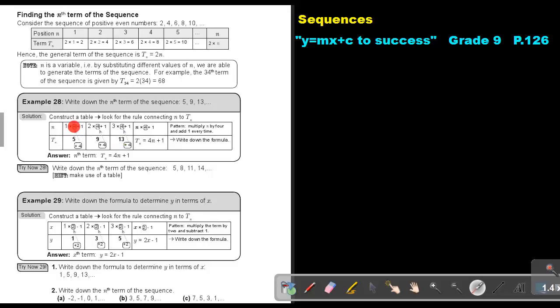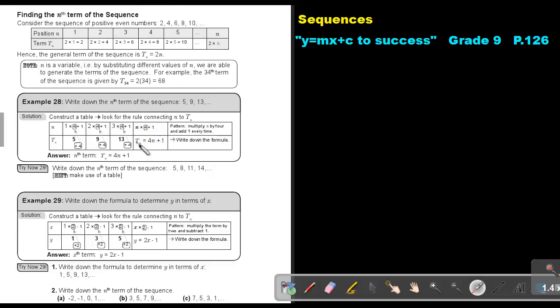So we're going to first put the 4 there. 1 times 4 is 4. But what must I do to get to 5? I add 1. Let's test it. 2 times 4 is 8, plus 1 is 9. 3 times 4 is 12, plus 1 is 13. So we are taking n, multiplying it by 4, and adding 1.